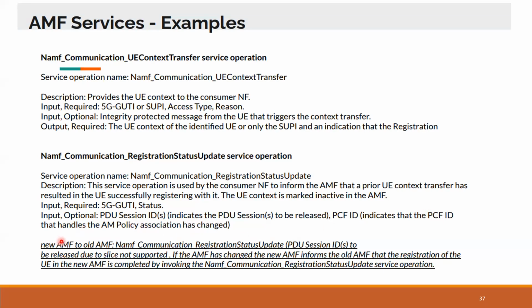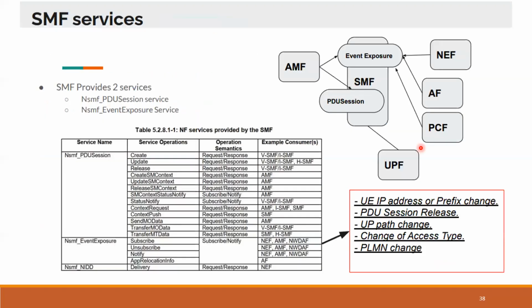Okay, so the new AMF will inform the old AMF of the registration status, for example that a PDU session is to be released due to slice not supported. If the AMF has changed, the new AMF informs the old AMF that the registration of the UE in the new AMF is completed by invoking this specific service. Yes, so this is how the communication between two network functions takes place.